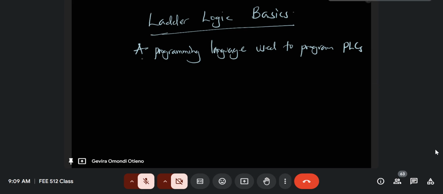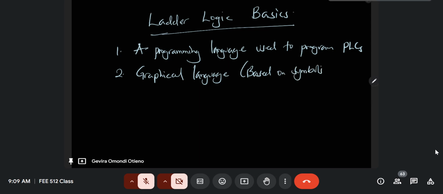Remember, this language is very graphical in nature. It's not text-based. It's a graphical language. And for those of you who've interacted with PLCs before, you can see it's simply based on symbols. Okay? But these symbols, their work is simply to express logic operations. The symbols express logic operations, nothing else.